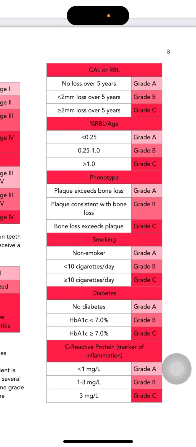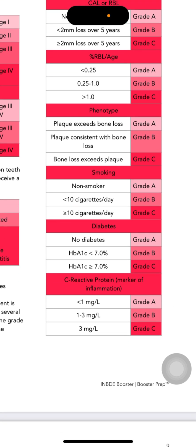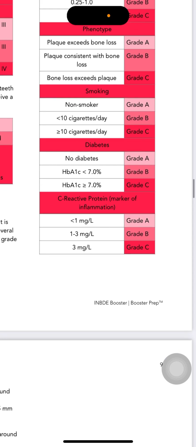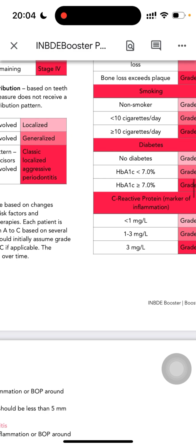Phenotype: plaque exceeds bone loss, grade A; plaque consistent with bone loss, grade B; bone loss exceeds plaque, grade C. Smoking: non-smoker, smaller than 10 cigarettes per day, more than 10 cigarettes per day, grade A, B, C. Diabetes: HbA1c 7%, none; C-reactive protein, a marker of inflammation, 1, 2, 3 mg per L, grade A, B, C.